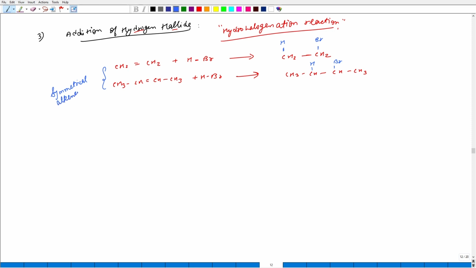Symmetrical alkenes. What I mean to say by this is that if I have to add this HBr, it does not matter whether this hydrogen goes to this carbon or this carbon, the product will be the same. That means, let us say, if the hydrogen goes here and the bromine goes here, or if the bromine goes here and the hydrogen goes here, these two are the same molecules.